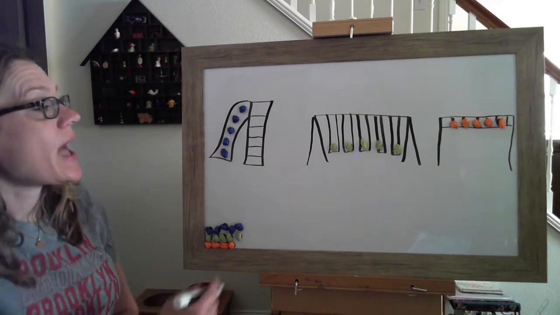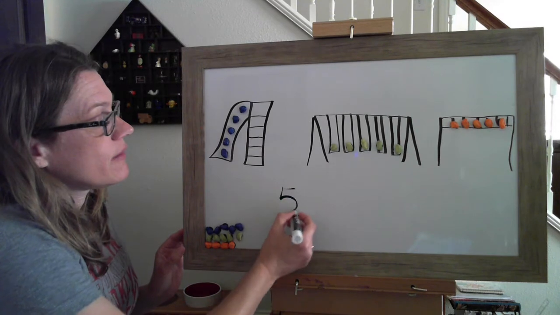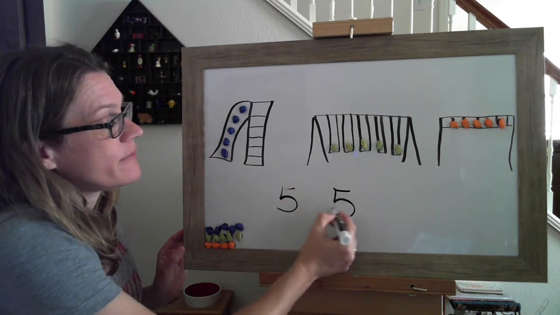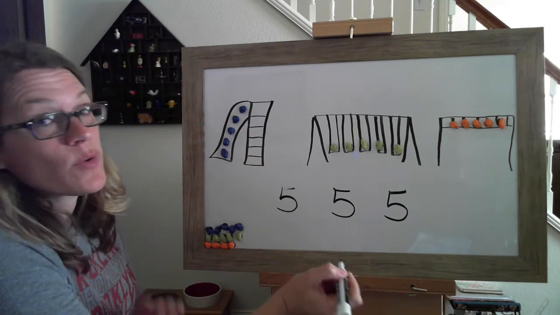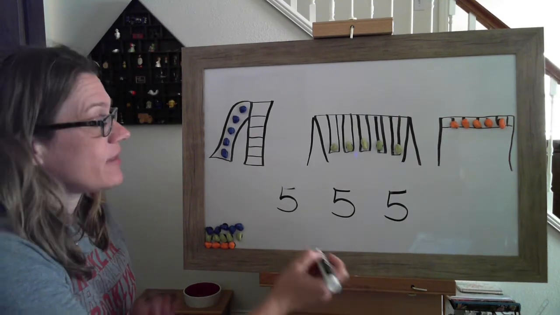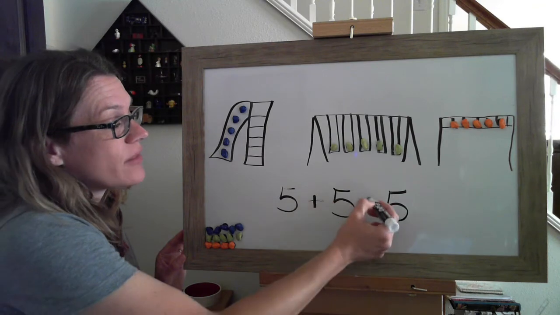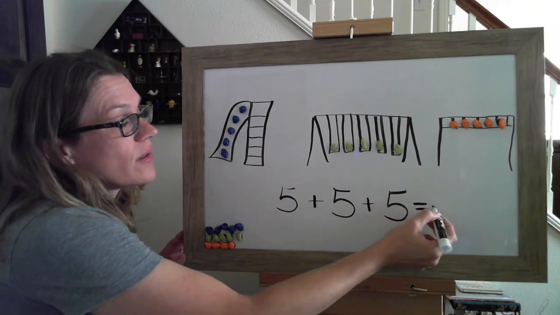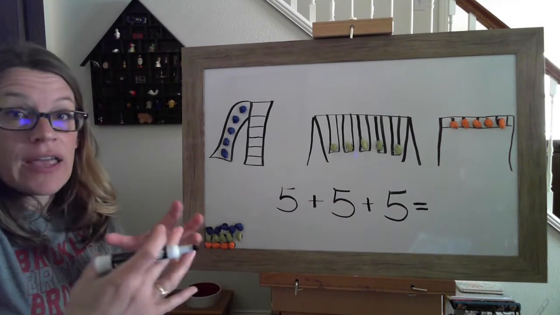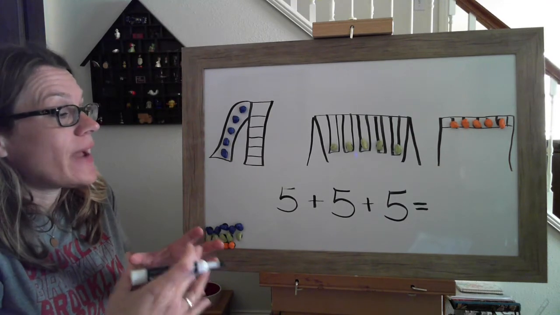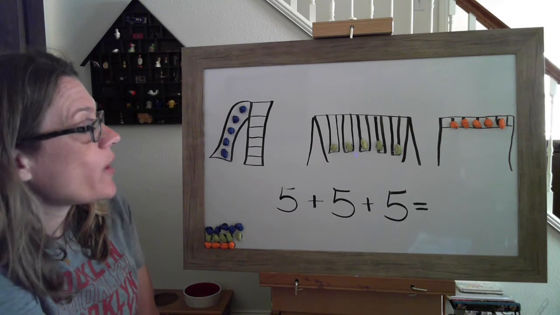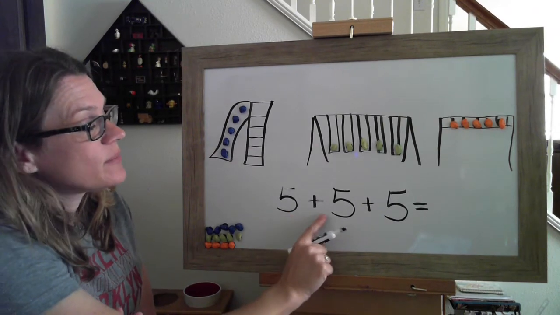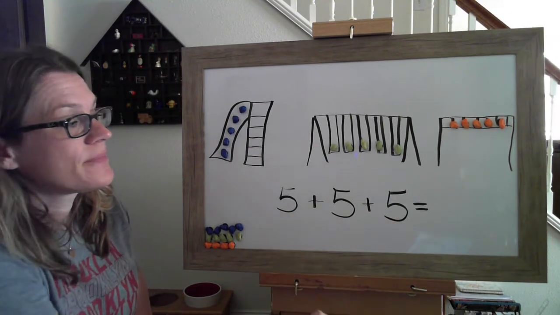Well, we know we have a lot of 5s, and guess what? We have that keyword again. That keyword was all together. And when we have all together, they're wanting to know if I group them all together, if I add all the numbers together, how many do I have? So our equation is going to look like this: 5 plus 5 plus 5.